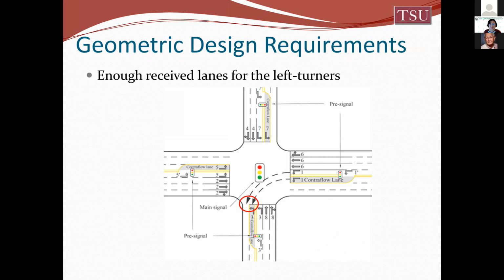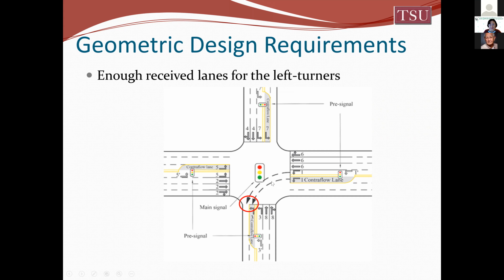There are lots of geometric details you have to pay attention to when you implement this new design. The first is that because you allow multiple left-turn vehicles to turn together, you have to make sure there are enough receiving lanes. You have one regular left-turn lane, and you add a contraflow left-turn lane. So that means you have two left-turn streams. Then you have to make sure you have at least two receiving lanes on the other side, in the cross street. Otherwise, it will be a problem. So this is the enough-receiving-lanes requirement.